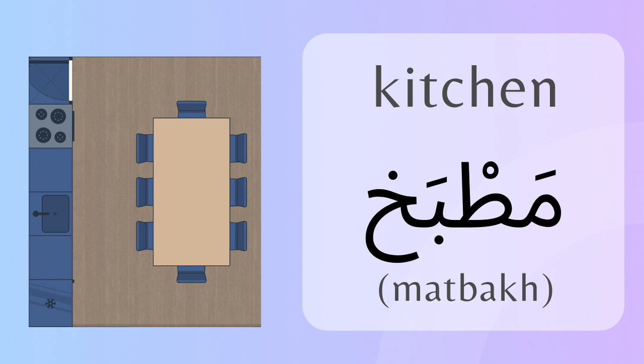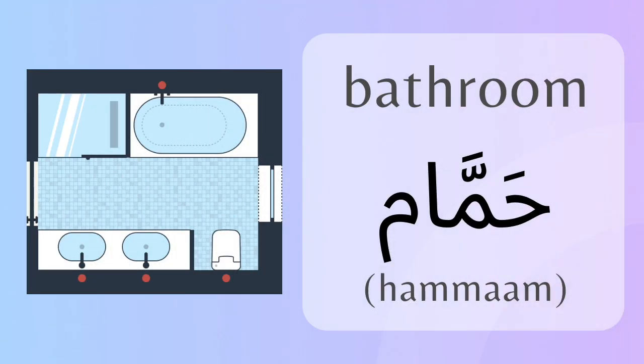Next we have kitchen. مطبخ. This uses the same root letters for the word for cooking, which is طبخ. Bathroom. حمام. A similar word is used to say that you're taking a shower, which is بتحمم.